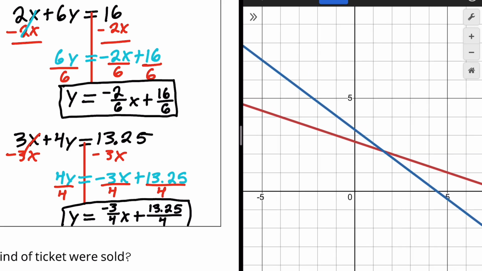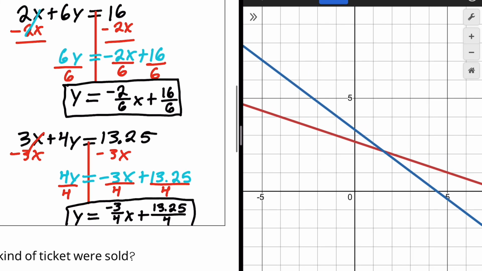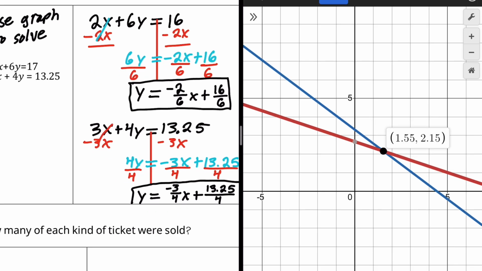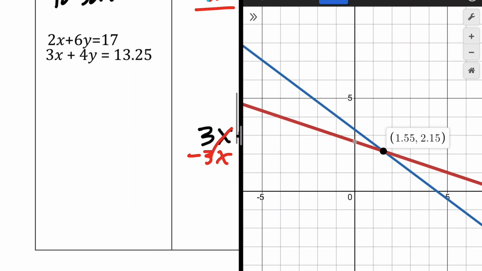From here, guys, all I'm trying to figure out is where do these lines cross? And it looks like there's a point here at 155, comma, 215. So let's make a note of that point. So 155, comma, 215. Okay, so I found where my lines cross.